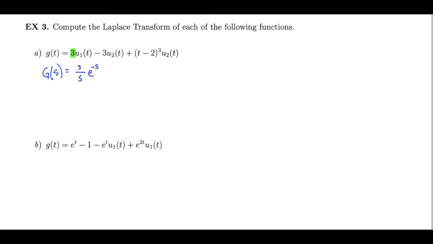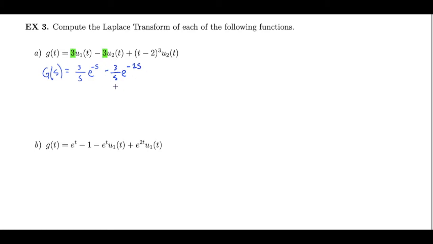Similarly, on the second term, the function that I'm transforming is the function 3, or I guess negative 3. And then the switch here is u sub 2 of t. Apparently we're turning on the value of 3 at 1 second, and then at 2 seconds we're turning that off. So applying the previous result as necessary, I get this transform here.